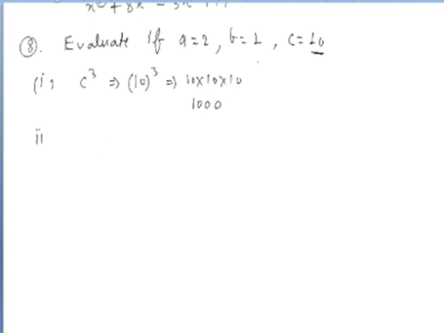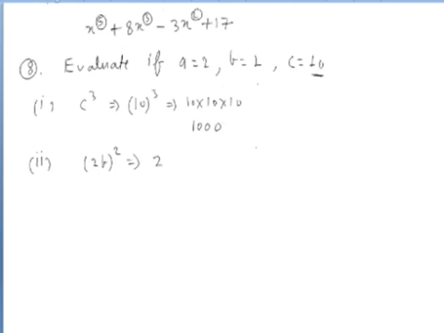And the second question, bracket 2b square. First put the value of b, which is 1. Just write 1 over here, and put this bracket also, and a square. 2 ones are 2, so 2 square. Square means 2 into 2, so the value is 4.